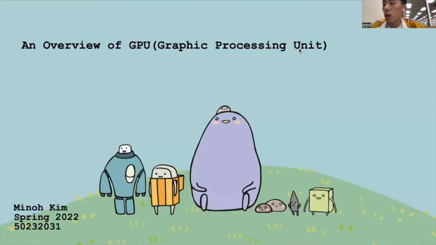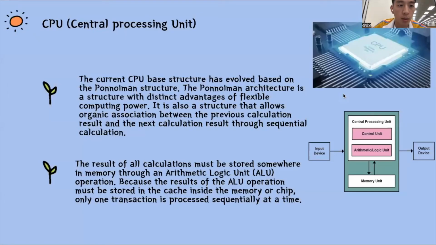Hello. Today I am going to talk about the fundamental structure and architecture of the GPU, which stands for Graphic Processing Unit. Before we talk about the GPU, we need to know about the CPU first. The CPU stands for Central Processing Unit.